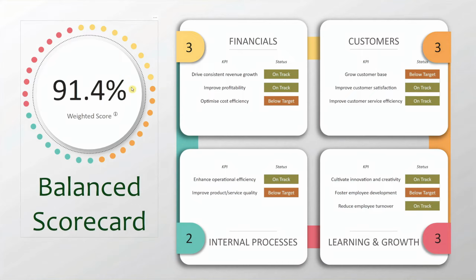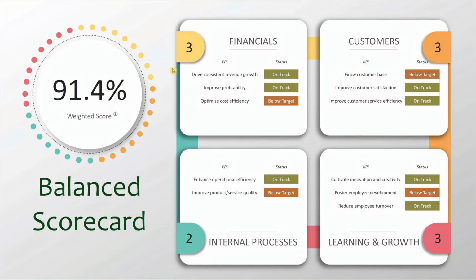On the left, we have the big number showing the overall weighted score. This gives users a high-level view of how the organization is performing overall. On the right, the dashboard is divided into four quadrants, each representing one of the balanced scorecard pillars and color-coded for clarity: financial at yellow, customer at orange, internal processes at green, and learning and growth at pink.